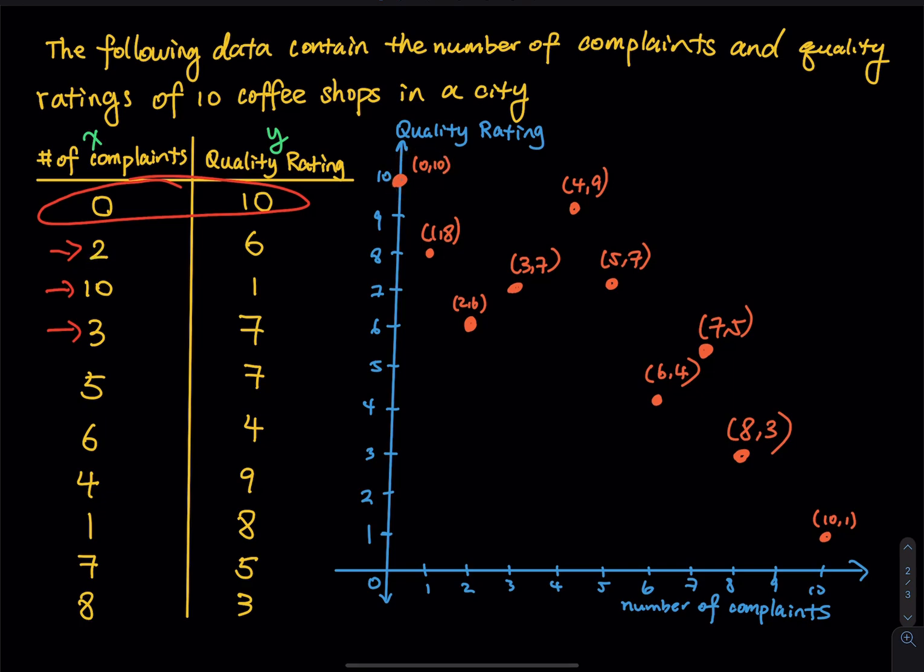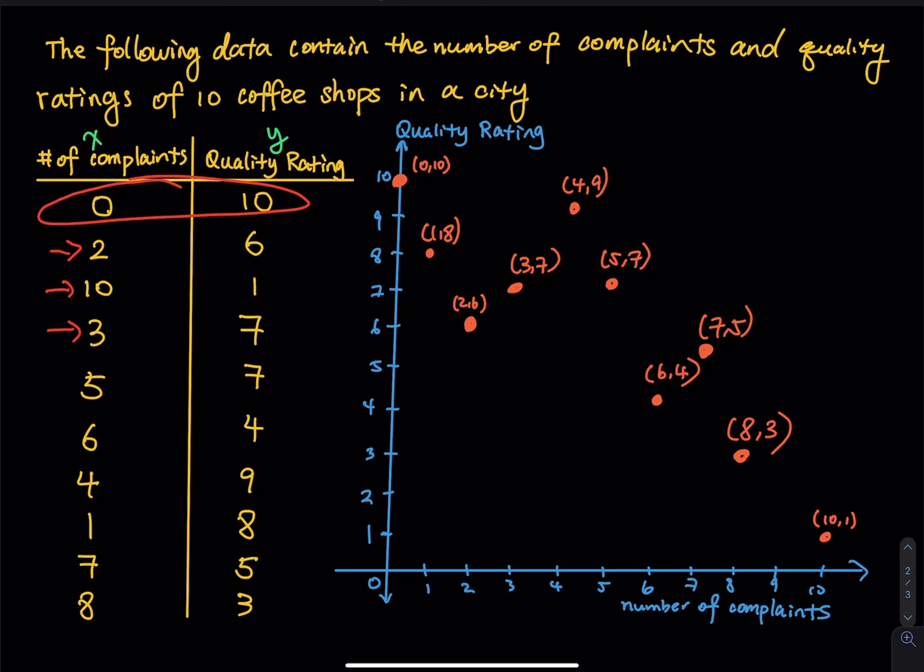And then the next one, when there are 2 complaints right here, horizontal axis, 2. And then the quality rating is 6. And then 10 complaints, so that is all the way on the right. Horizontal axis, x equals 10, and then the quality rating is 1. And then the number of complaints is equal to 3, so x-axis is on 3, and then the quality rating, you look all the way up to 7, and then so on and so forth.